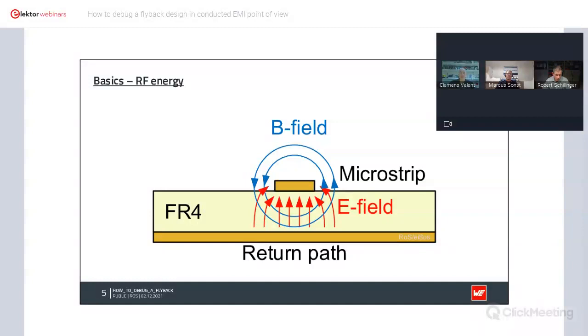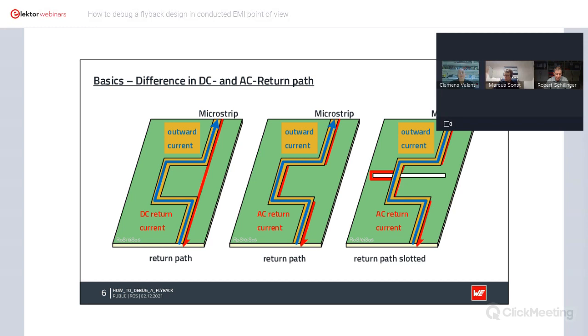To start with the basics, I will show you a simple microstrip and both fields, the E field and H or B field, coming together. I think that is a well-known thing. The energy is transferred on or below the microstrip, between the return path and the microstrip, where both fields are close together. That's the main thing to understand for the next slide I show you.